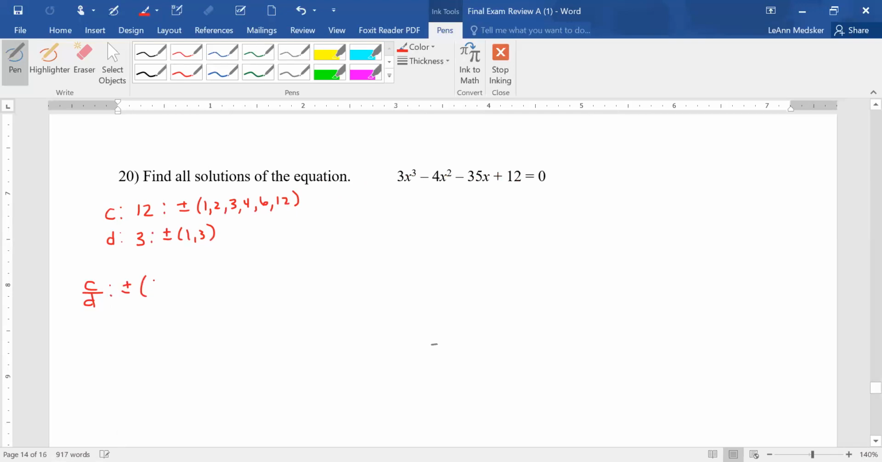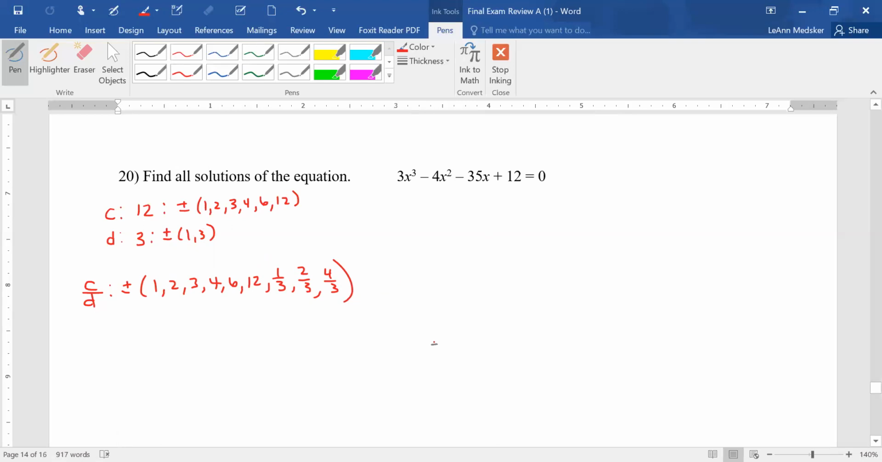Plus or minus 1, 2, 3, 4, 6, 12. That comes from putting everything over 1. And then 1 over 3 is new. 2 over 3 is new. 4 over 3 is new. 6 over 3 is 2, which we already have, and 12 over 3 is 4. So this is my list.